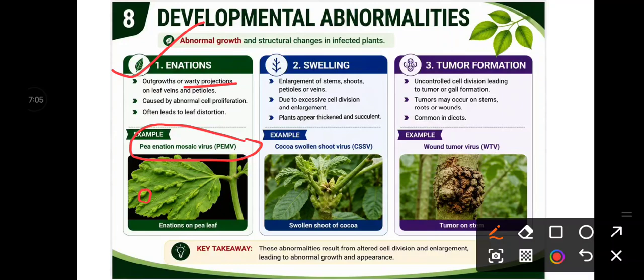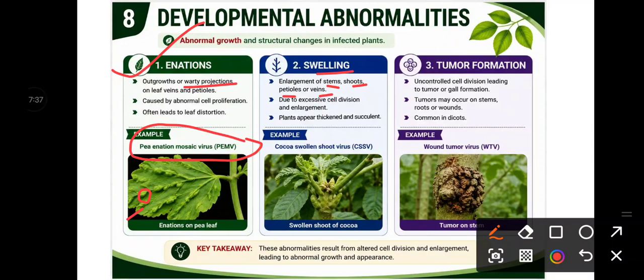You can see here warty projections, meaning some outgrowth, abnormal cell proliferation, on the leaf vein as well as at the petioles of the leaf. Then the swelling. Swelling means abnormal enlargement of stem, shoot, petioles or vein due to excessive cell division or enlargement. Excessive cell division means hyperplasia.